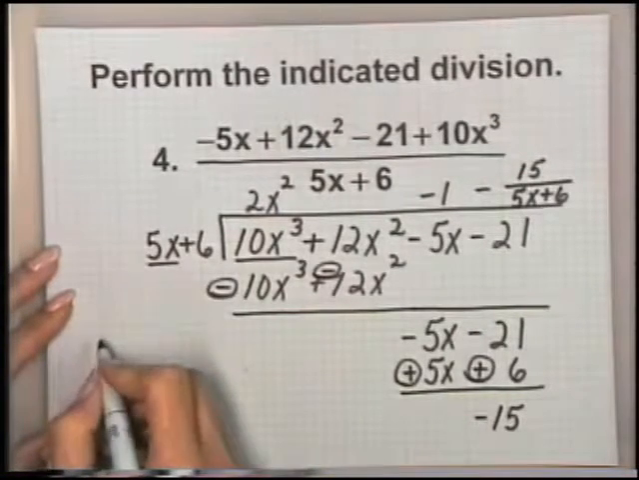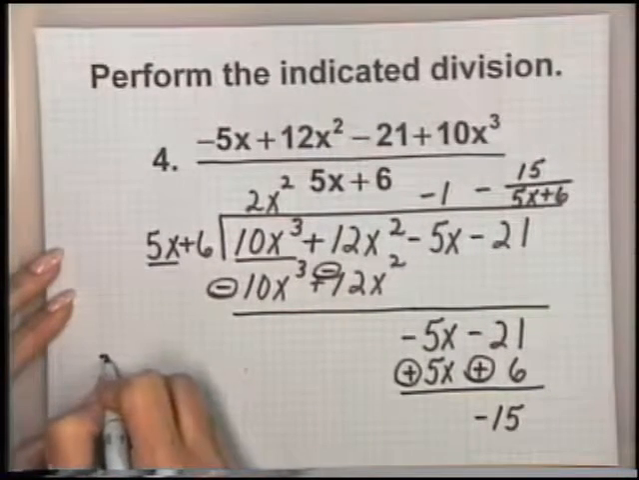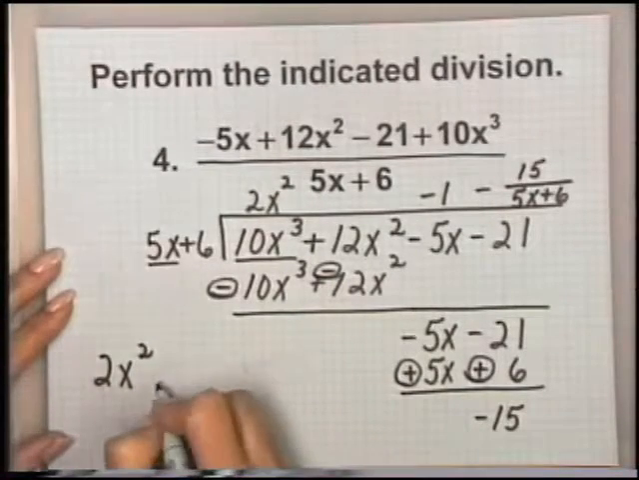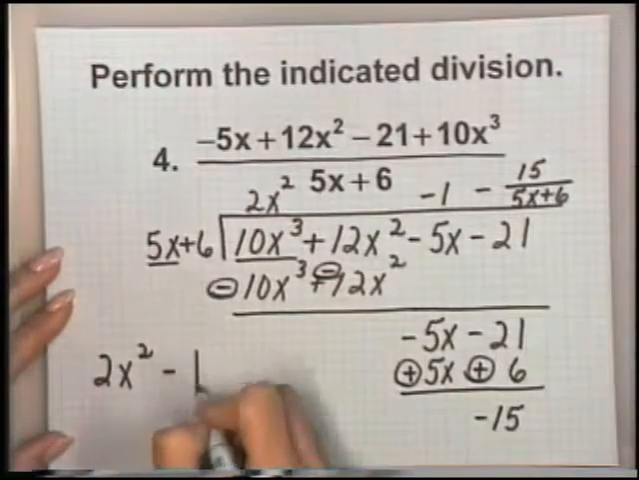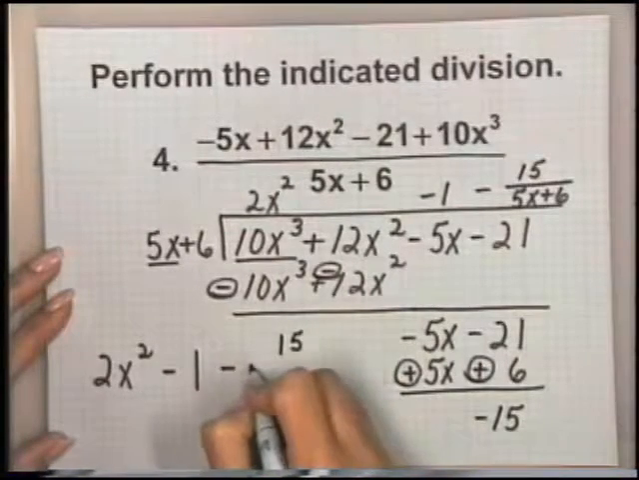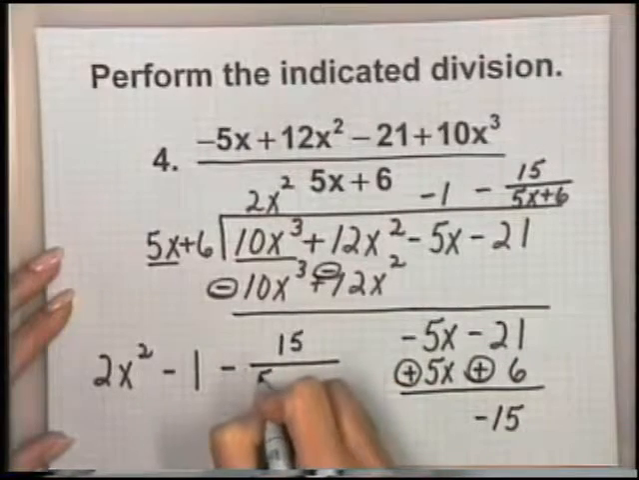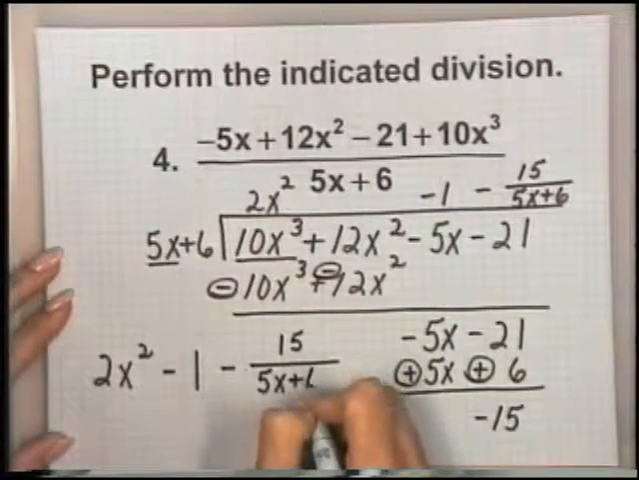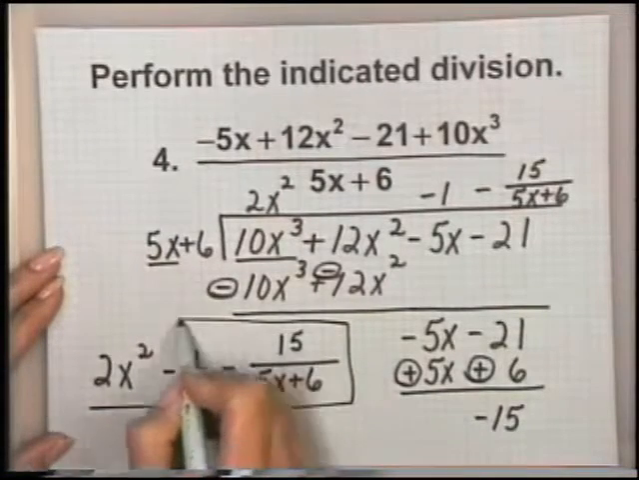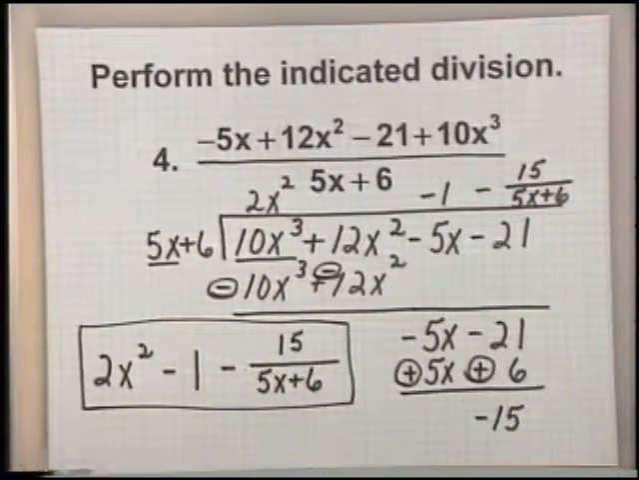Let's rewrite this quotient. I'm not going to check it. I will leave it for you to check. I have a term 2x squared, then minus 1, and then minus my remainder 15 in the numerator, and my divisor 5x plus 6 in the denominator. So that is my quotient, or answer, to this division problem.